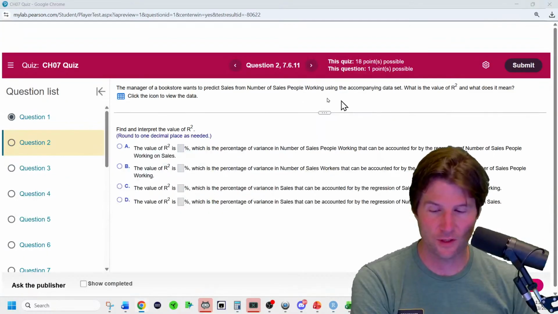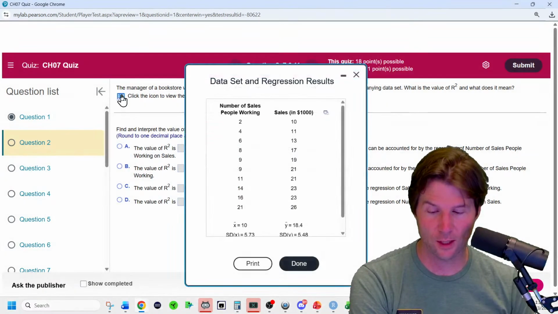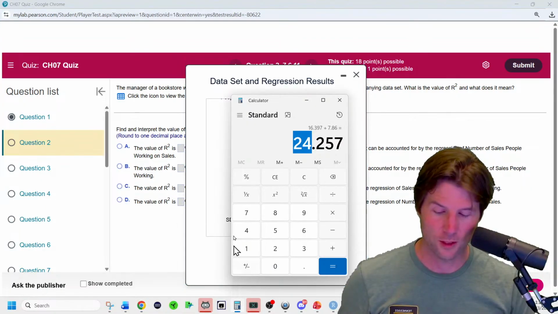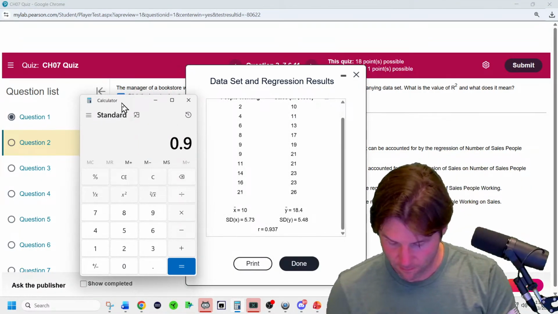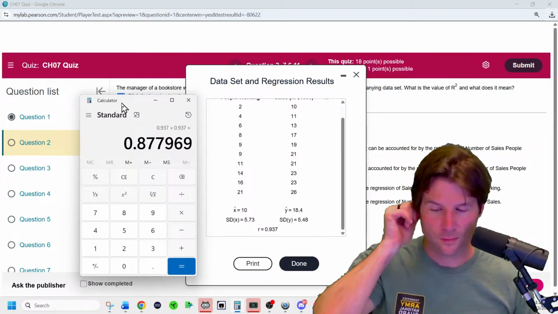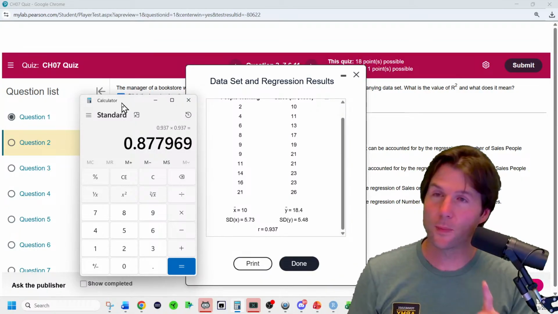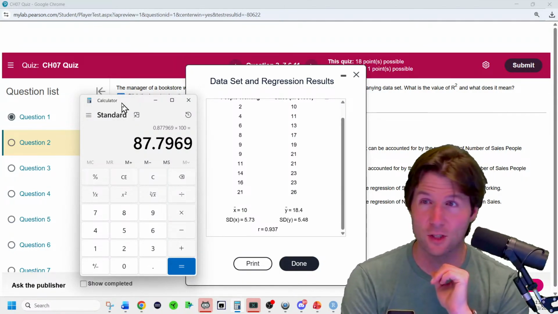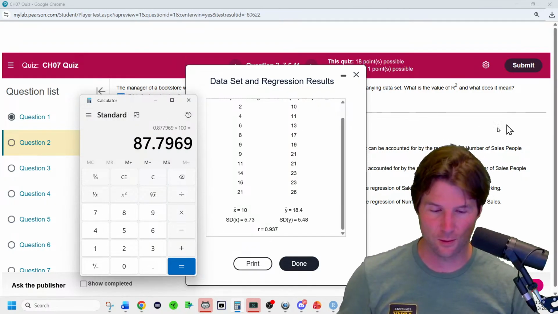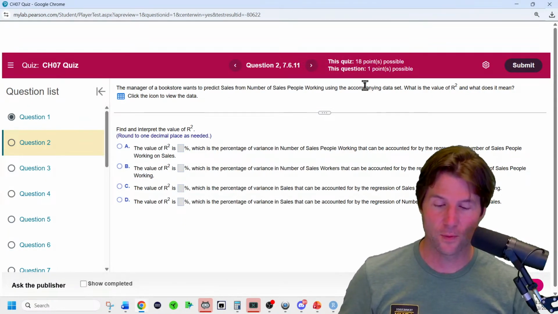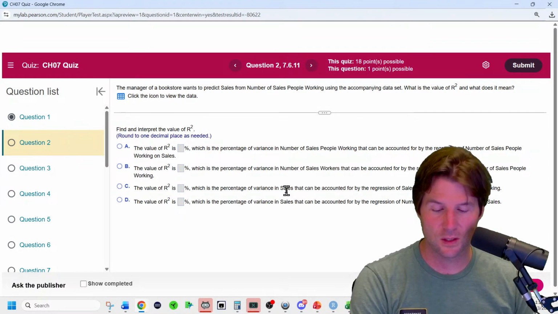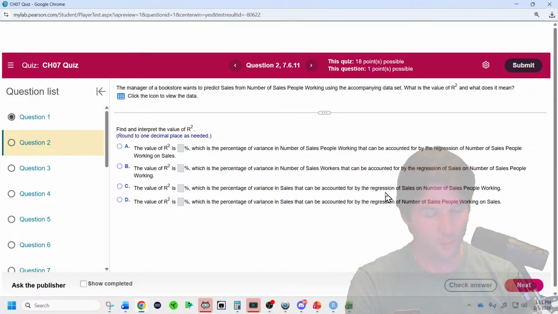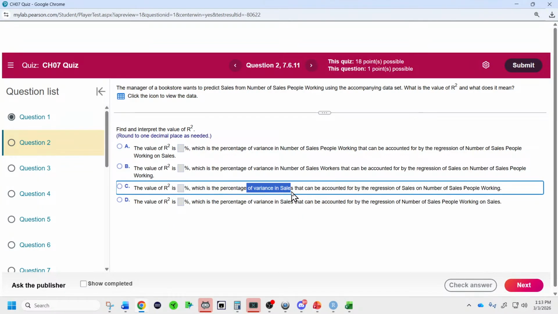So let's look to see which of these makes sense right here. Remember, it is the correlation squared, and there's correlation. So all we do is we take the value of correlation down there at the bottom, and we square it. That is R squared, but now you times it by 100 to turn it into a percentage. So it's the percent of variation. So 87.80. So it's the amount of variation in sales that can be accounted for by a model of sales on number of salespeople working. So this is the amount of variation in Y that can be explained by the variation of a regression model of Y on X.